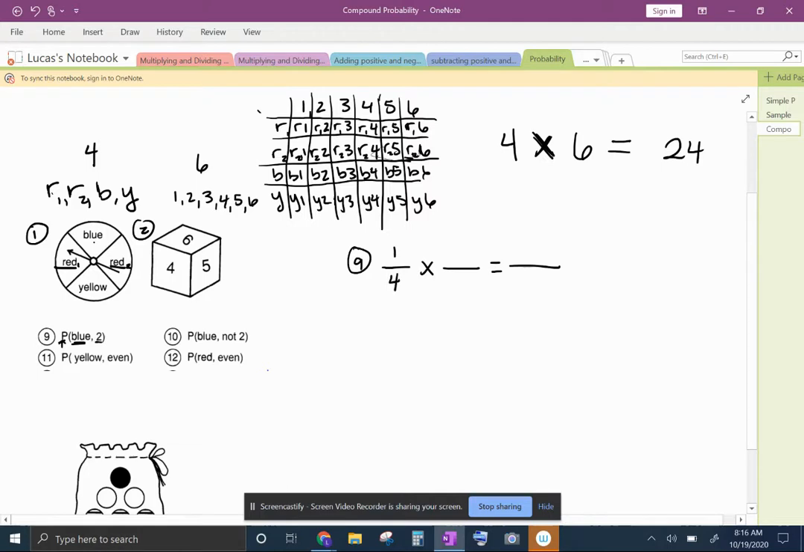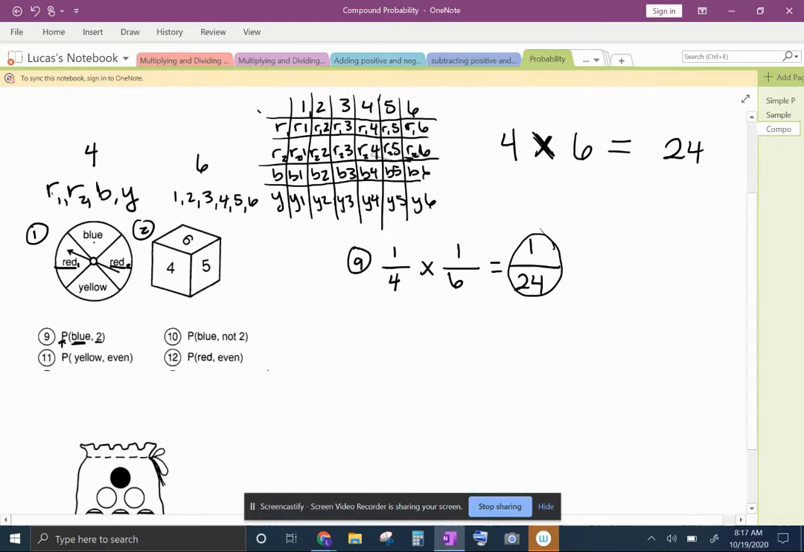And then what's the probability of rolling a 2? Well, that's 1 out of a sample space of 1, 2, 3, 4, 5, 6. So the probability of both of these events happening one after another is less likely than each of these. So it'll be 1 times 1 is 1. 4 times 6 is 24. So you have a 1 out of 24 chance of rolling a blue and then a 2.